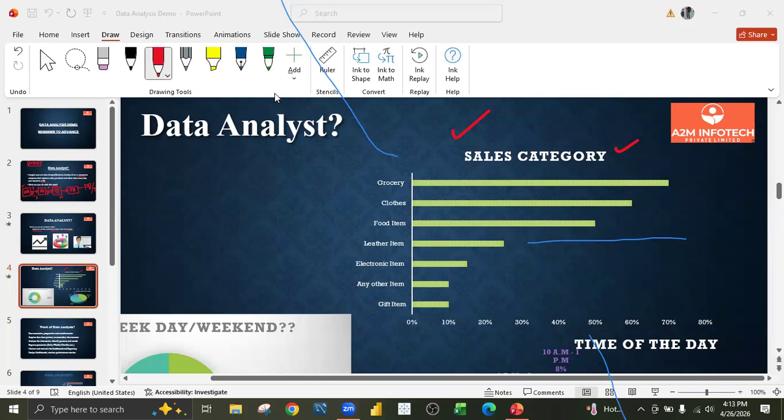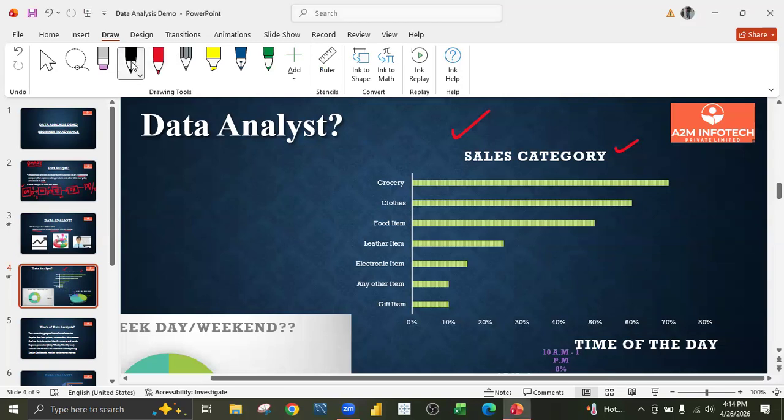Grocery has a percentage of 80%. Yes, absolutely right. Good. What about you, Shivani, Samir? What are you able to observe in this? And gift item is the lowest, at 0%. Okay, good. Now, guys, let me explain the entire thing.